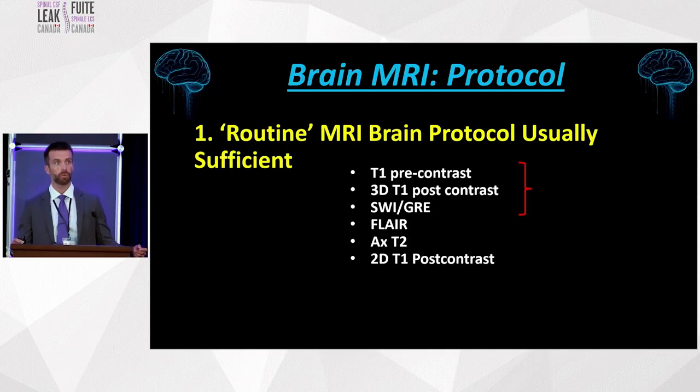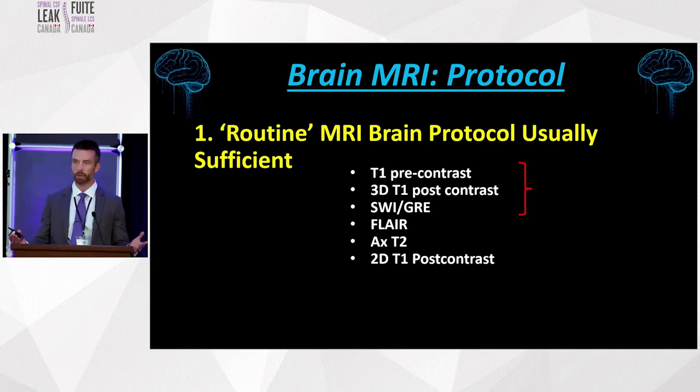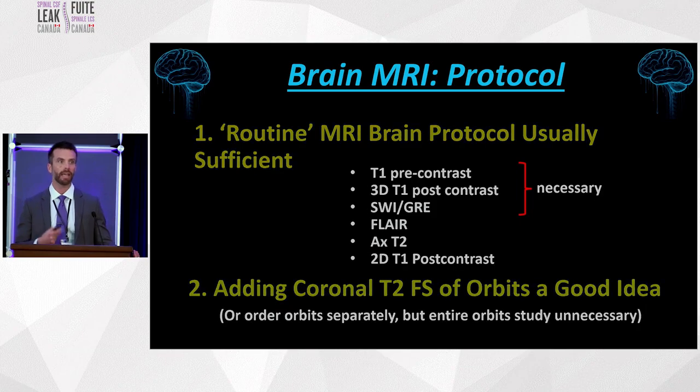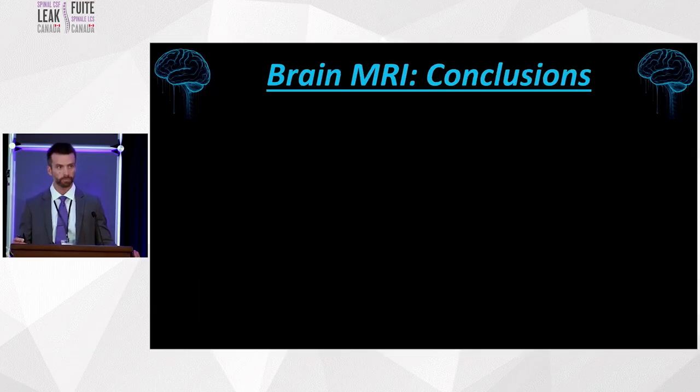So when we're thinking about a brain MRI protocol, what is a good leak protocol? Honestly, most of the time, a routine MRI brain protocol will be sufficient. It's absolutely critical to have some sort of sagittal sequence. Ideally, you're getting contrast with this. Having a 3D T1 post-contrast sequence is very useful. Having some sort of susceptibility-weighted imaging, some iron-sensitive sequence, is useful to look for that siderosis. And also, adding a coronal T2 fat-suppressed image of the orbits is a very good idea. You can either order a dedicated orbital MRI, or you can just have that sequence added to the end of your exam to look at those optic nerve sheaths as well.